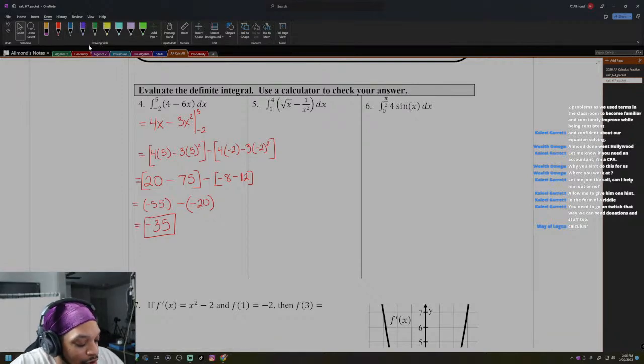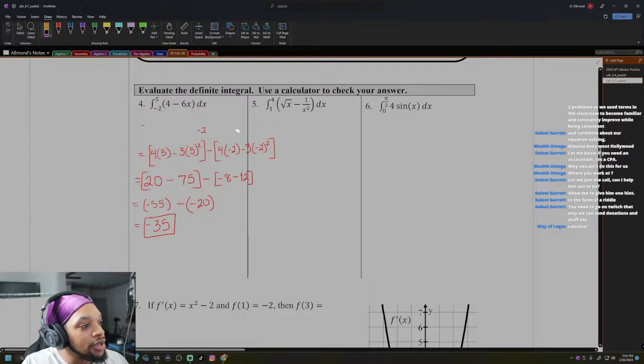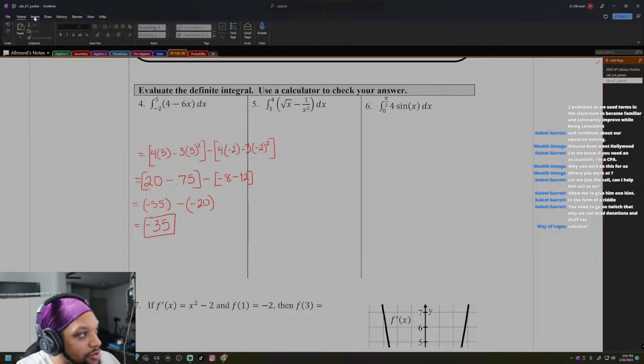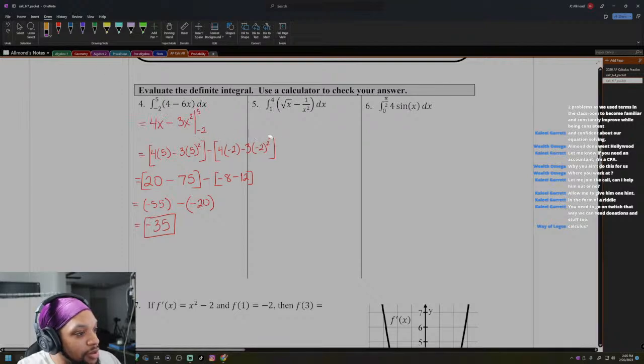I don't know. Photomath? Looks right. Let's see. Can Photomath solve definite integrals? Let's find out. I'm just going to get rid of this so it doesn't show up in the calculation. Photomath says negative 35. Okay. So that's how that's going to go.